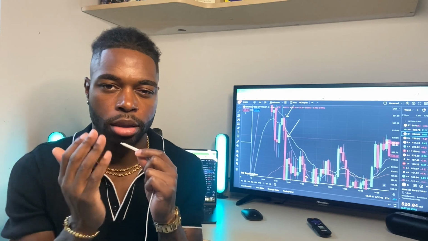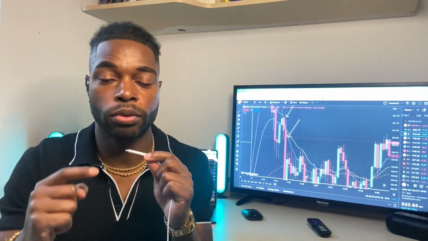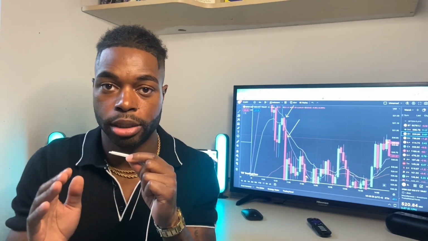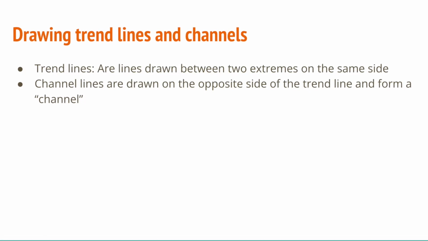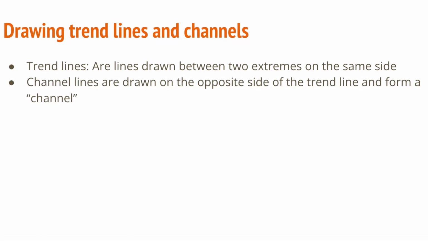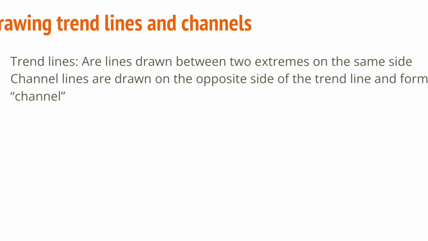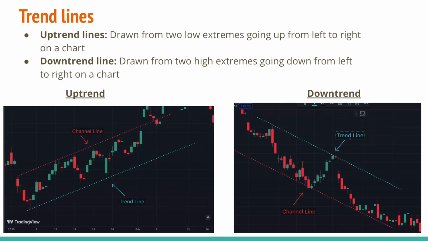To continue the lesson on prices, trends, trend lines, key levels, we're going to move on to trend lines. So there's two different types of lines. There's trend lines and there's channel lines. Trend lines are drawn between two extremes on the same side. Channel lines are drawn on the opposite side of the trend line and form a channel. So we talked about two different trends. We talked about uptrends and we talked about downtrends.